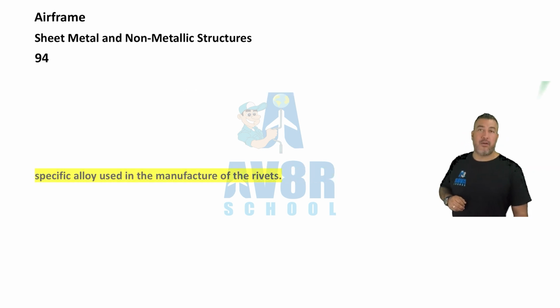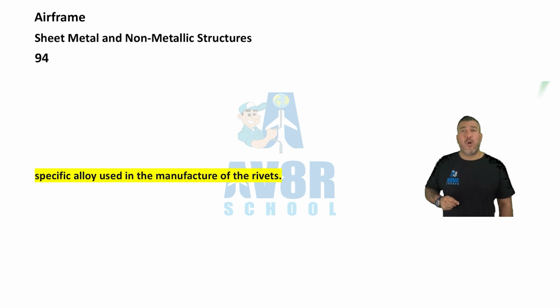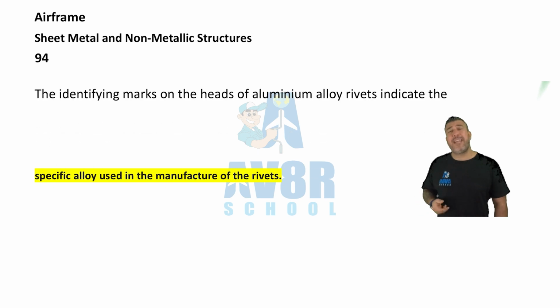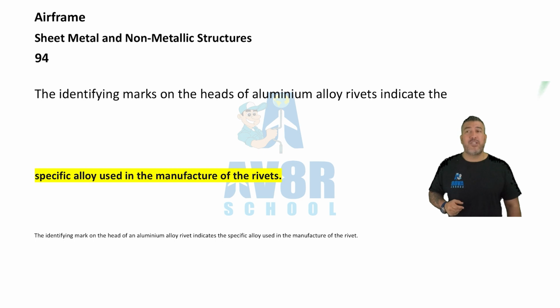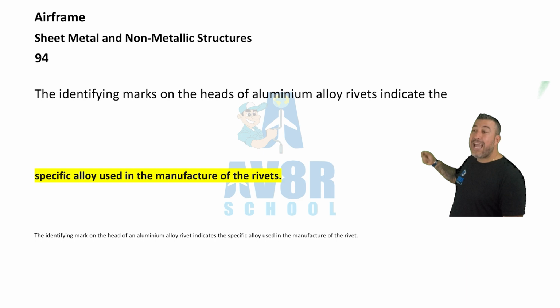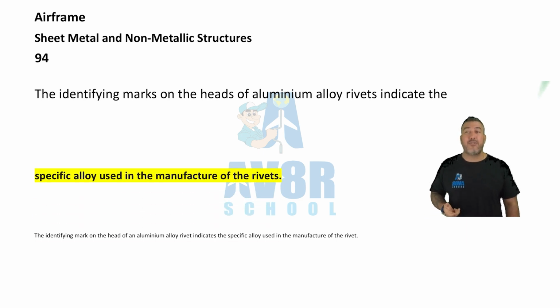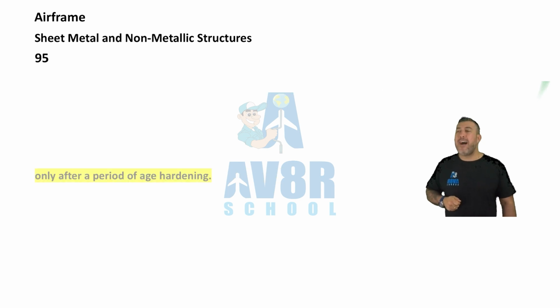Number 94, specific alloy used in the manufacture of the rivets. The identifying marks on the heads of aluminum alloy rivets indicate the specific alloy used in the manufacture of those rivets.